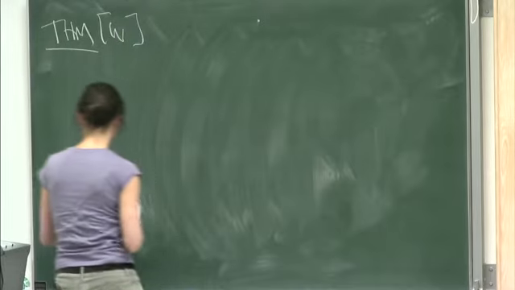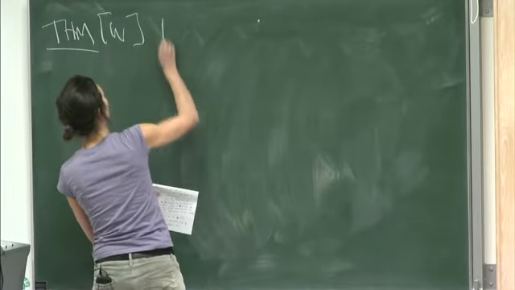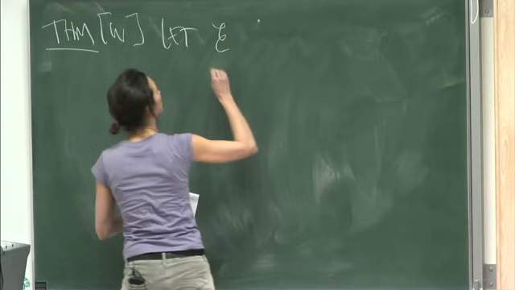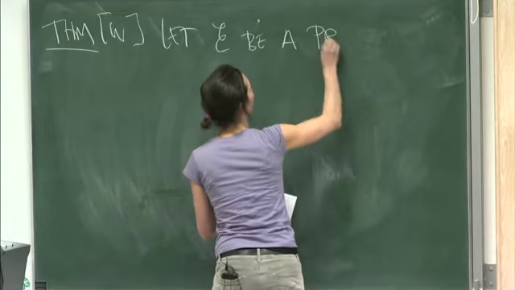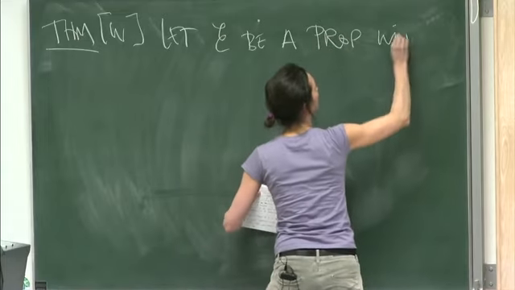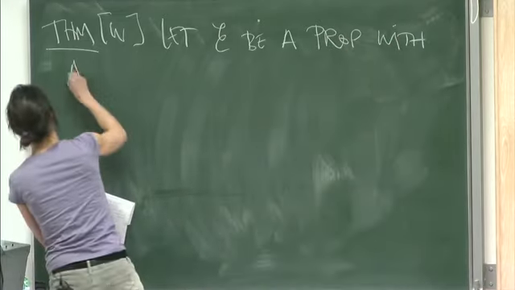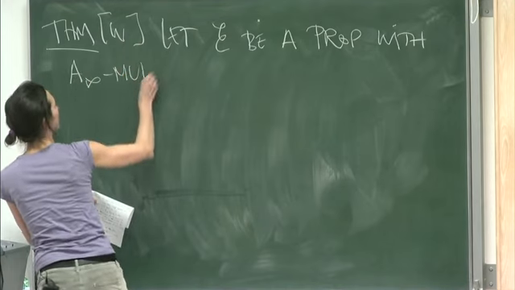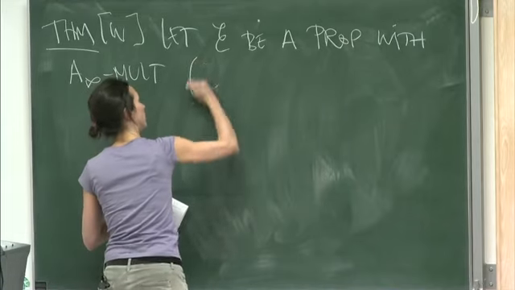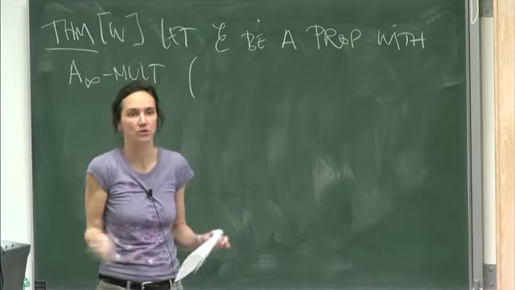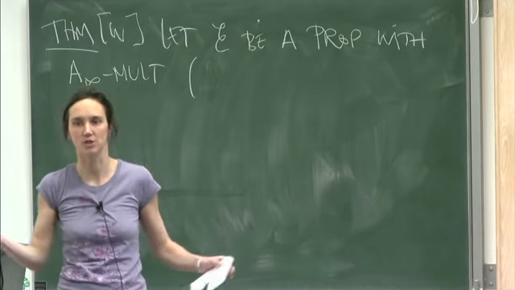A theorem. So say let E be what I call a prop with an A infinity multiplication. What is this? E is a symmetric... A prop is just a symmetric monoidal category with objects the natural numbers.